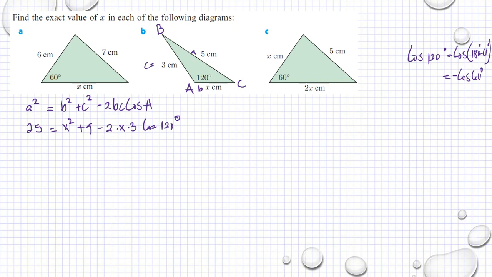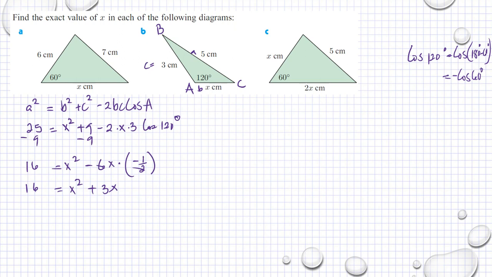So now, if we subtract both sides of the equation by 9, then we have 16 equals x squared minus 6x multiplied by negative 1/2, since it is in the second quadrant. Then we have positive 3x. So x squared plus 3x is equal to 16. Factors of 16, 8 and 2?